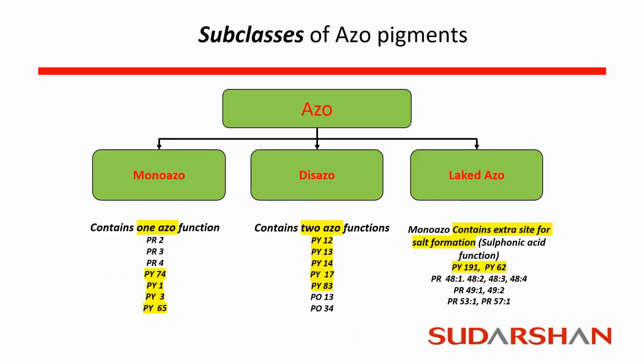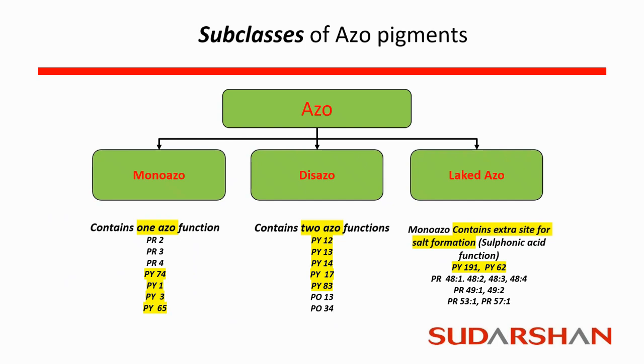When we talk about azos, there are three subclasses of azo pigments: the mono azo, disazo, and laked azo. The mono azo, as the name implies, has one azo function, while the disazo has two azo functions.